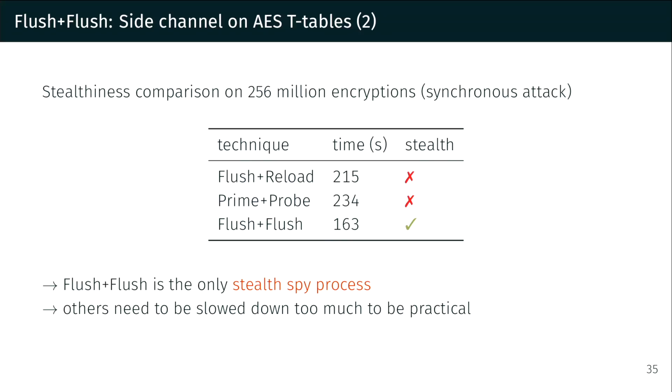Now let's evaluate the stealthiness again. So what we did here is we performed 256 million encryptions in a synchronous attack, so we really had the spy and the victim scheduled. And we evaluated the stealthiness of them all, and here only Flush+Flush again is stealthy. And while you can always slow down a covert channel, you actually can't really slow down a side channel, because in a real-life scenario, you're not going to say, hey, victim, wait for me a bit, I'm trying to do an attack here. That won't work.